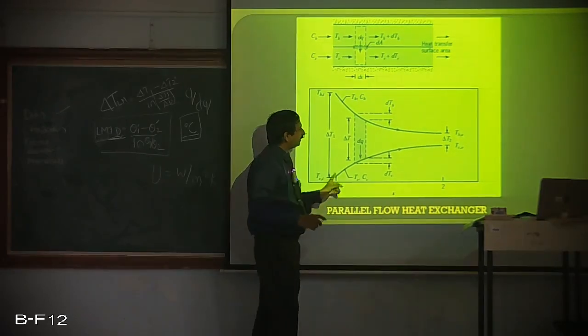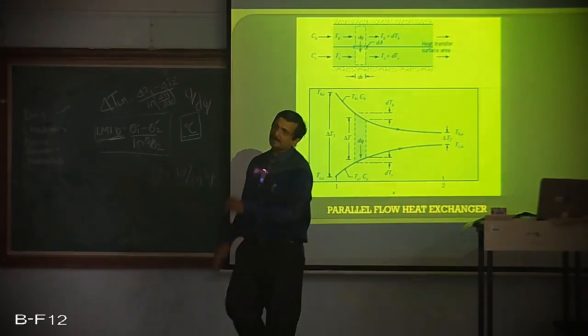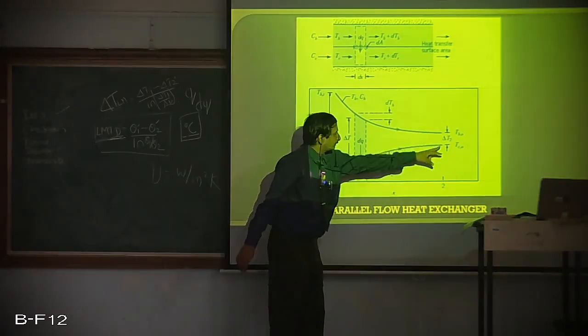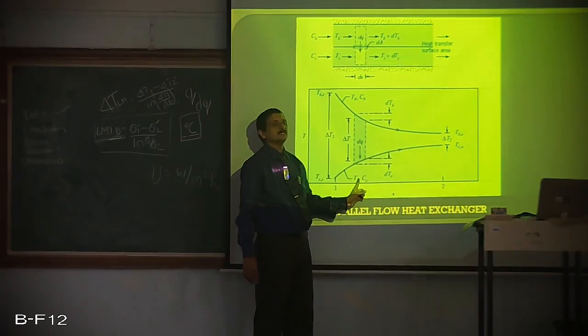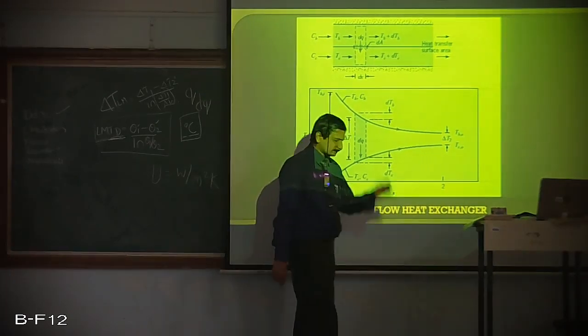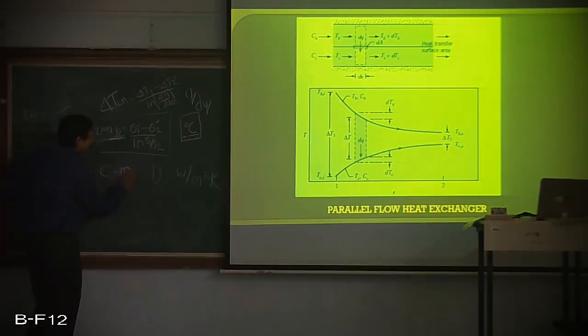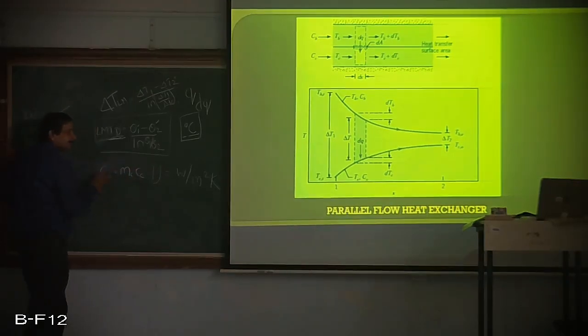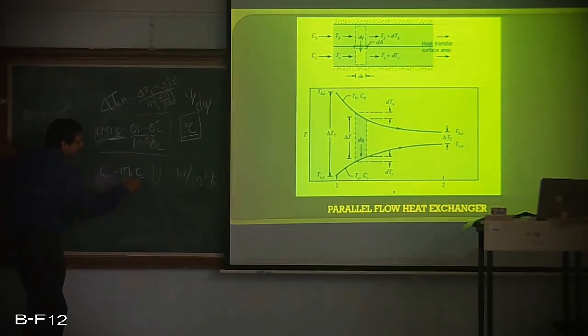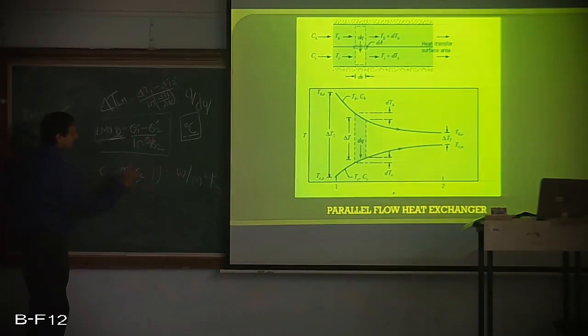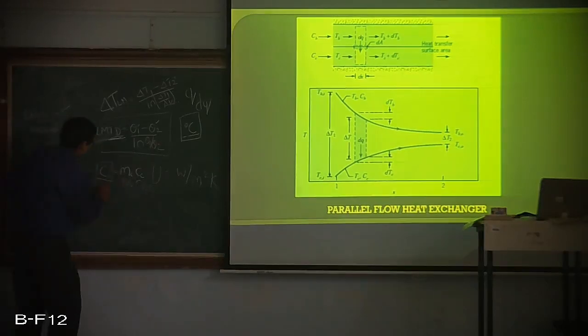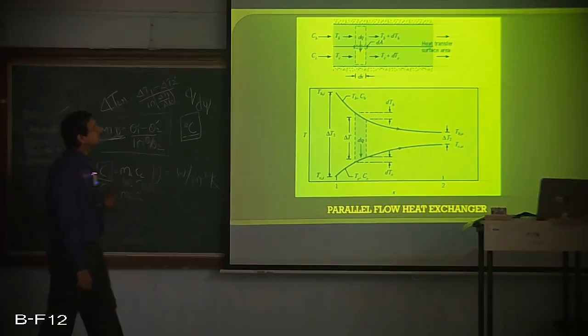Now, what is this T_C? It is the temperature of the cold fluid at any section or at any length of the heat exchanger. Then what is C_C? C_C is the heat capacity. This C_C is nothing but m_C into c_C, that is, the heat capacity of the cold fluid equals the mass flow rate in kg per second times the specific heat in joule per kg Kelvin. So this is heat capacity. Either I can use this one or this one. Similarly, C_H will be m_H into c_H, for the hot fluid.